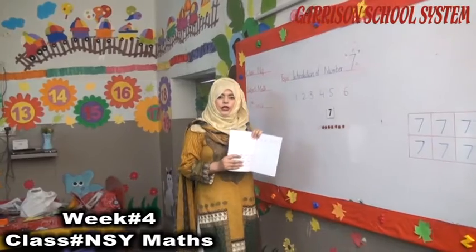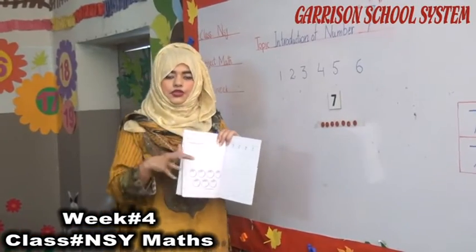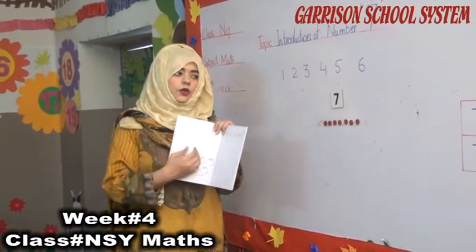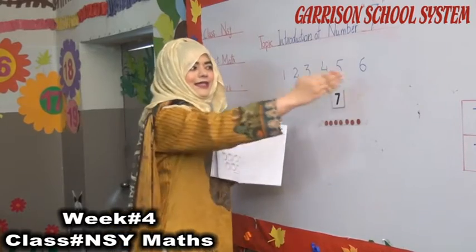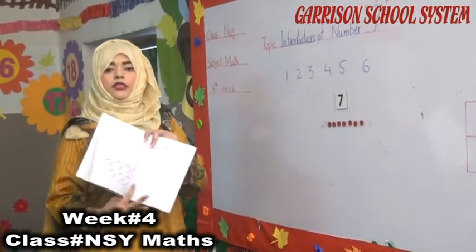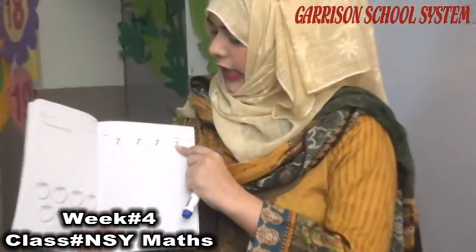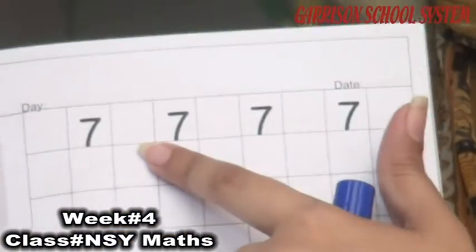You can count things in your room, you can count things in your kitchen, wherever you like. So you need to count from 1 till 7. On page number 39, there is a number written 7.